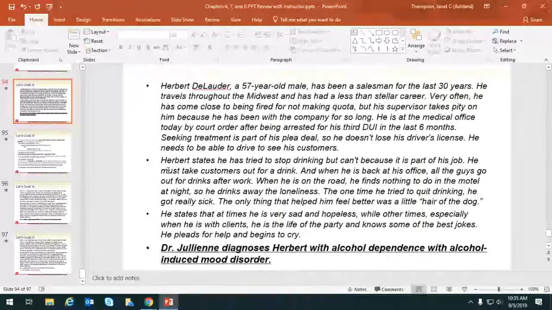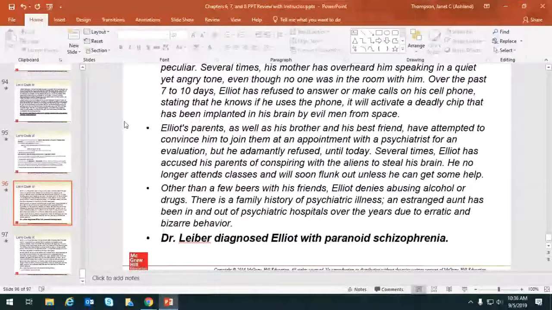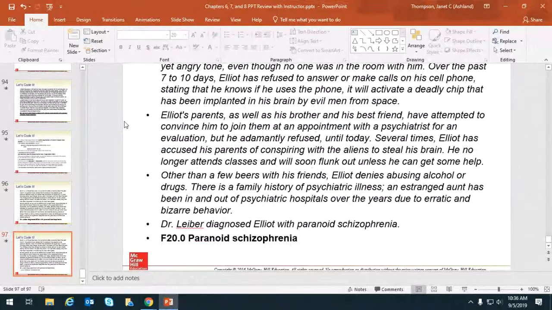So for Herbert, he was diagnosed with alcohol dependence with alcohol mood disorder. So we would look up dependence in the index. We're not going to do that now, but we would look at dependence and find our alcohol and mood disorder code from there. And then our other patient was diagnosed with paranoid schizophrenia. So we would look in the index for schizophrenia, then paranoid. So pretty straightforward codes. These sections, not too bad.